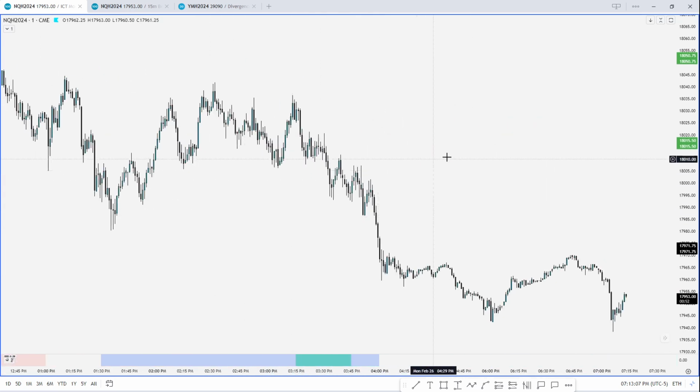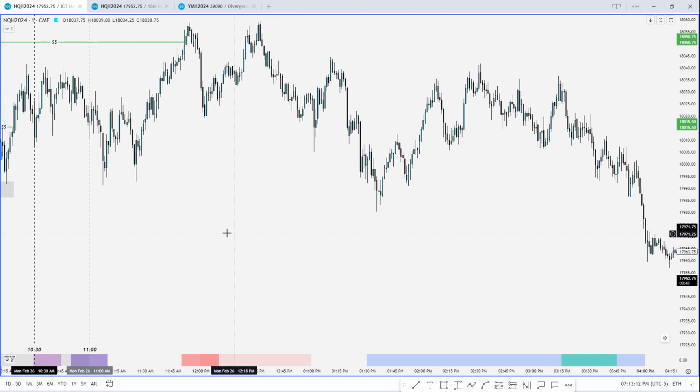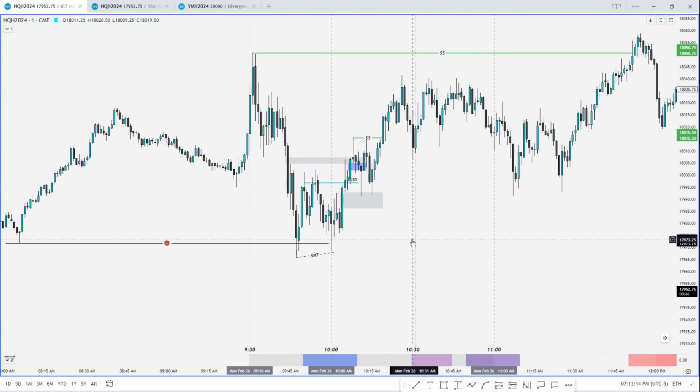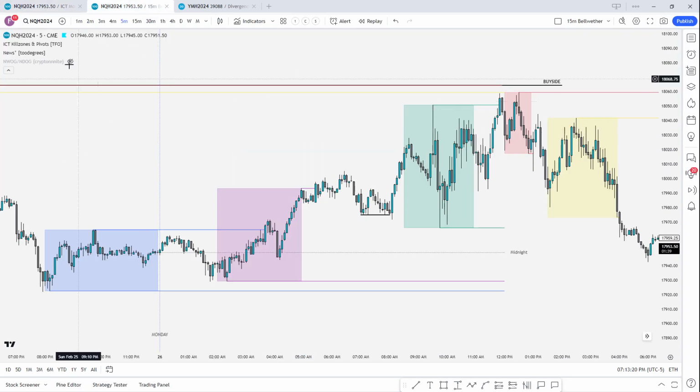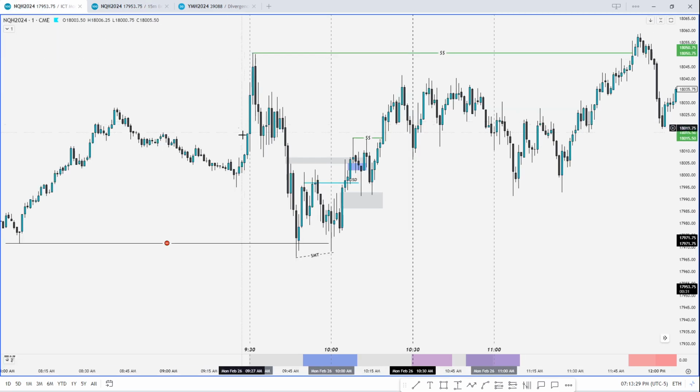So tomorrow we'll be looking between 8:30 and 10:30. Whenever you have 8:30 news, your 8:50 macro is going to be pretty clean most times, especially if there's a high impact news. I don't know why the indicator here is not working, but it is what it is.